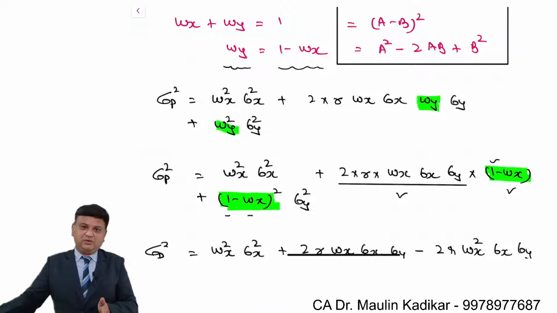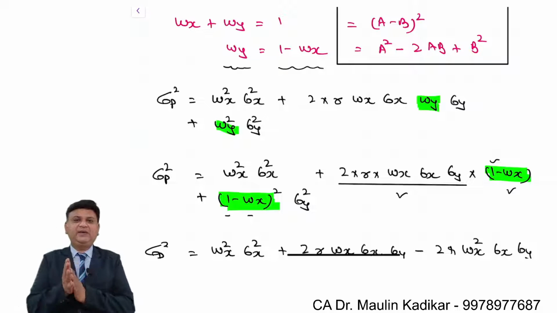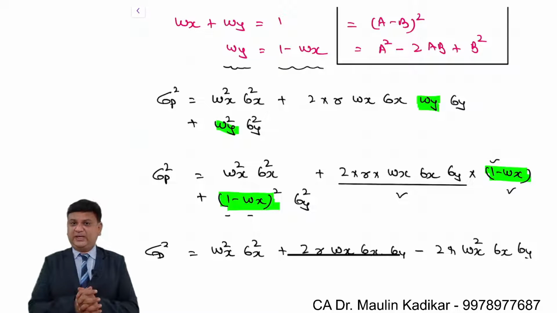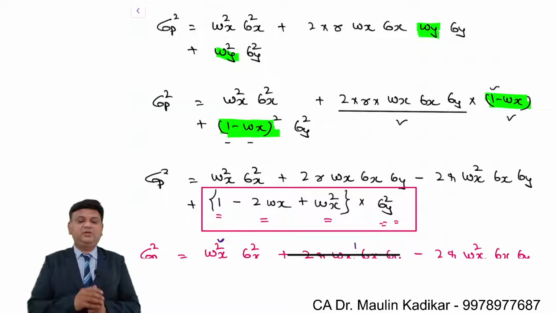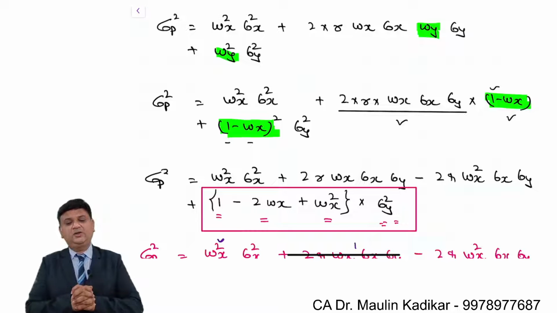Wx plus wy is equal to 1. So wy is equal to 1 minus wx. Then we know that a minus b whole square is equal to a square minus 2ab plus b square. So sigma p square is equal to wx square sigma x square plus wy square sigma y square plus 2r into wx sigma x, wy sigma y.